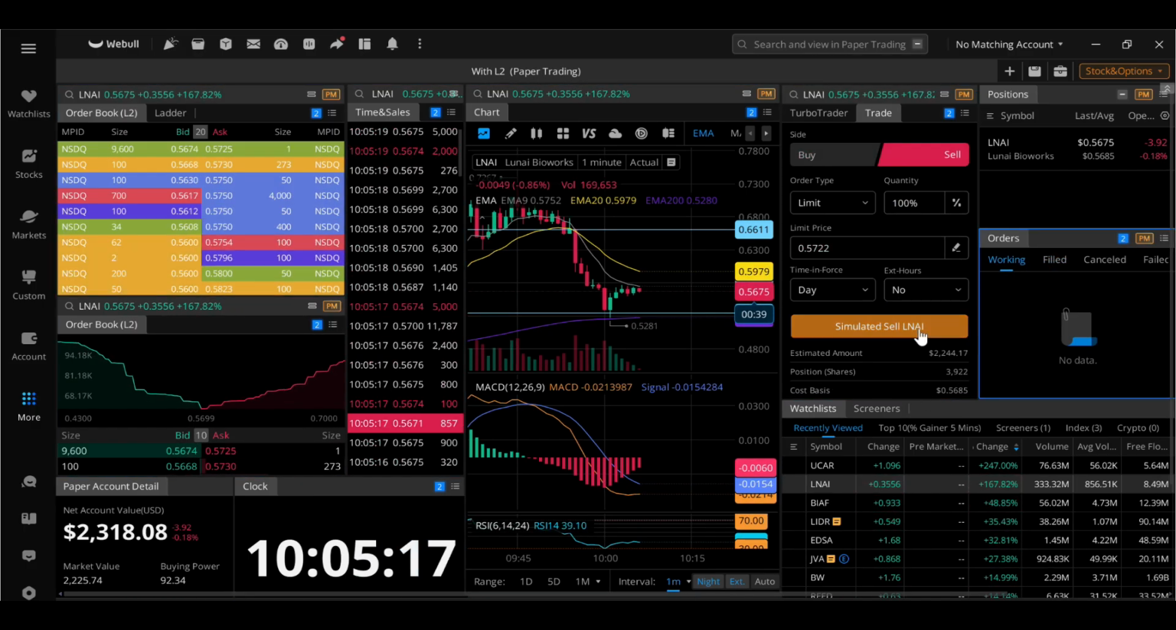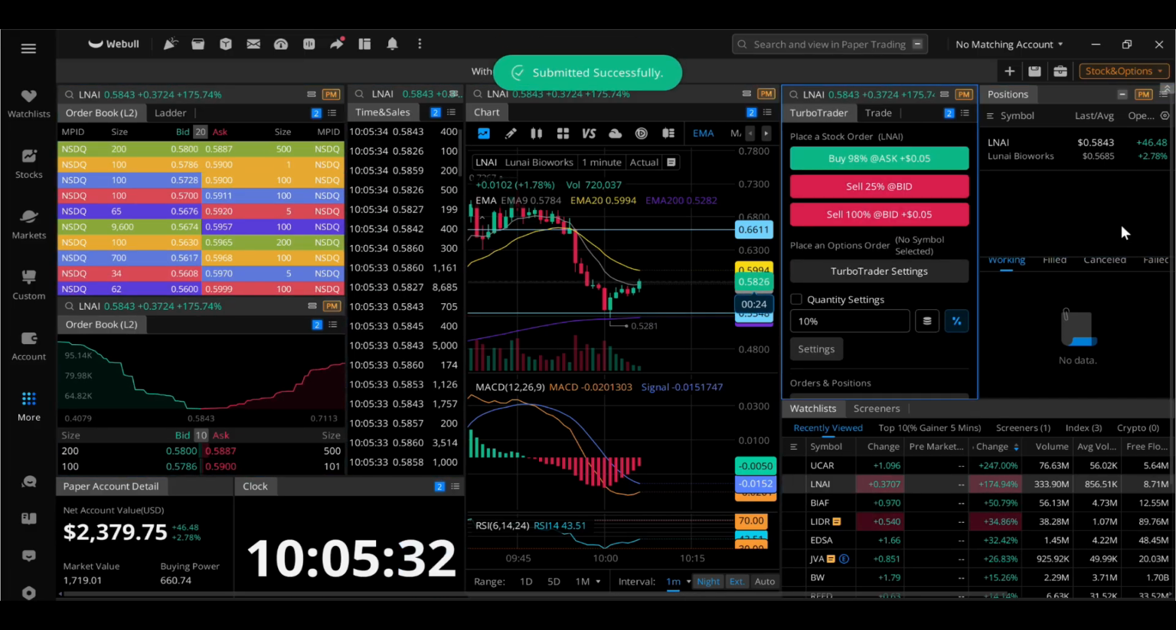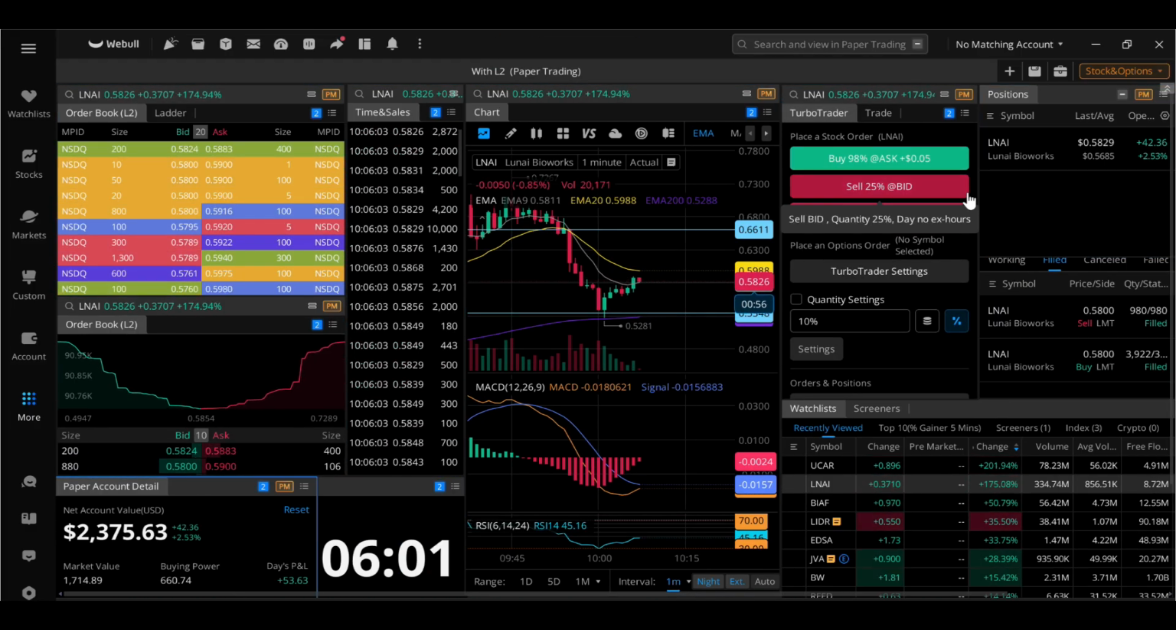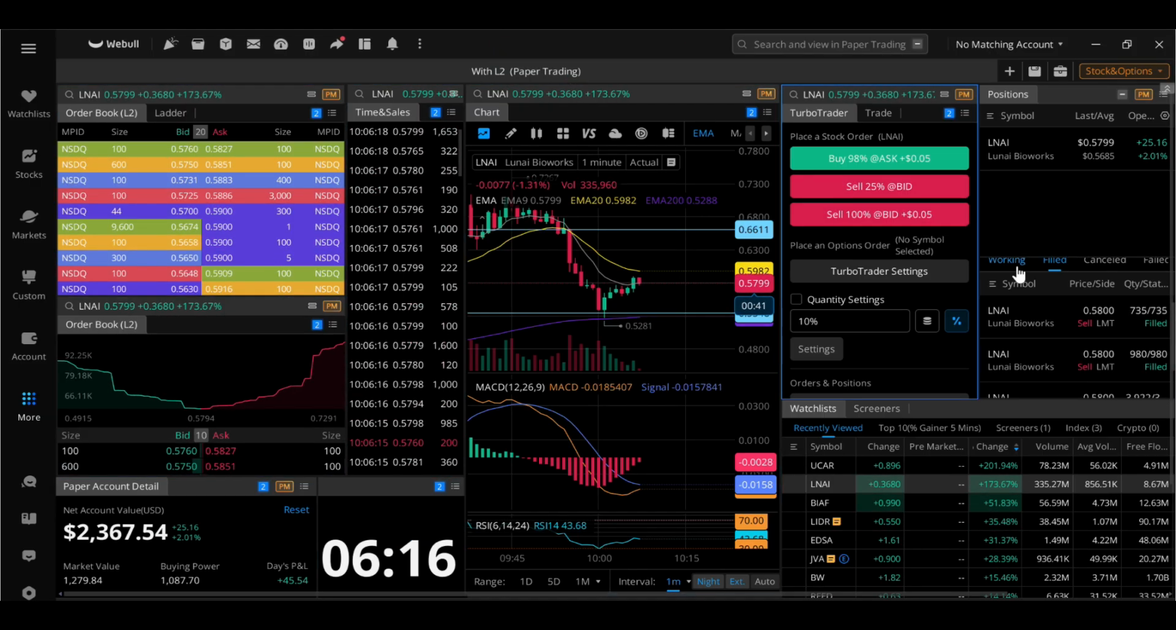The actual trade itself, you can see that I already purchased in at the bottom when it bounced off that new support level, and that is what I was waiting for.